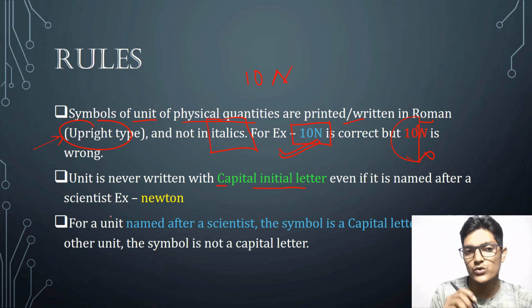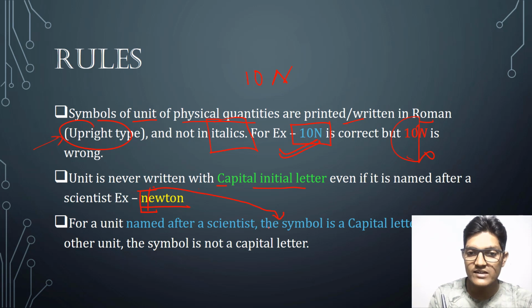Okay, now unit is never written with a capital initial letter, even if it is named after a scientist. If you are writing Newton, this n will be a small letter, not a capital letter. But if you are writing the symbol of Newton, because it's the name of the scientist, then it should be a capital N. For a unit named after a scientist, the symbol is a capital letter, but for other units, the symbol is a small letter.